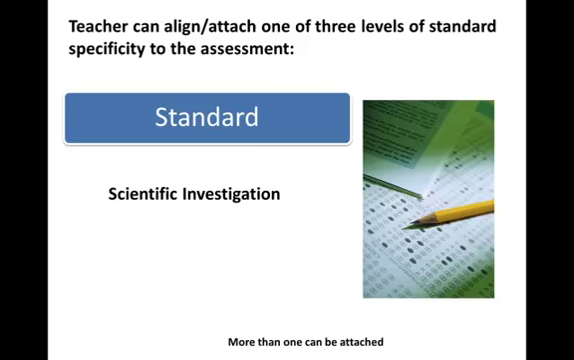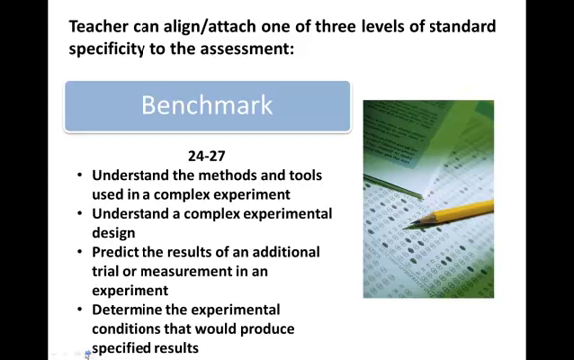Now, largely, we recommend following the college readiness standards. And so we are using here as an example the College Readiness Standard of Scientific Investigation. A benchmark for this particular standard would be the 24 to 27 score band. Indicated on the screen for this benchmark are 4 different descriptors that teachers might evaluate students' performance on in the development of scientific investigation skills.